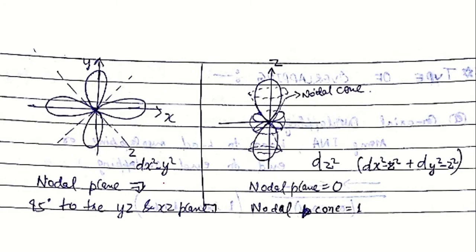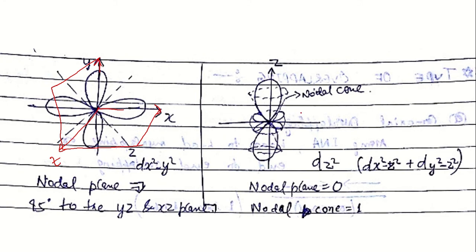Now the dx squared minus y squared orbital. In the dx squared minus y squared orbital, the orbitals are directed along the x and the y axis. Here we again have two nodal planes, and they are at 45 degrees to the x axis and y axis. In fact, 45 degrees to the xz and the yz plane. This is the z axis, so the xz plane would be like this, and this is the y axis, so the yz plane would be like this. So we can see that they are at 45 degrees to these two planes.